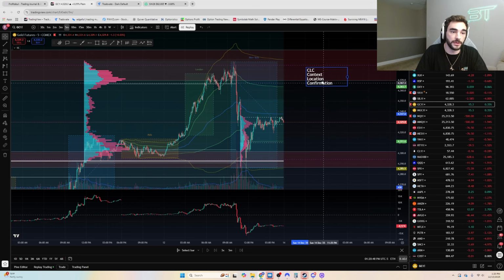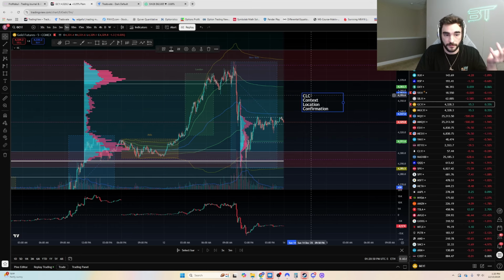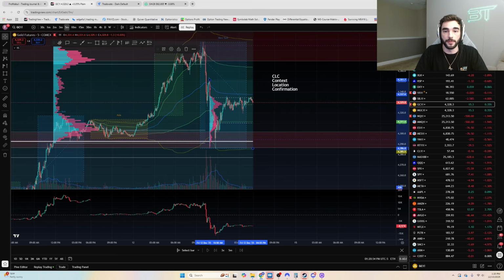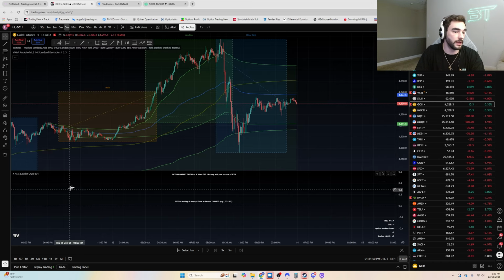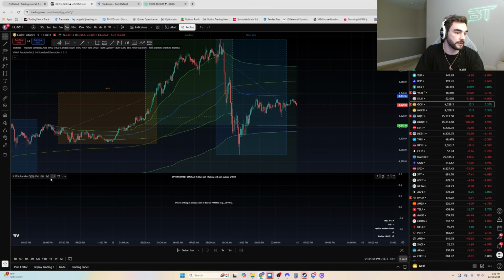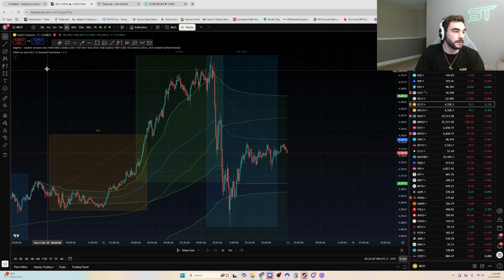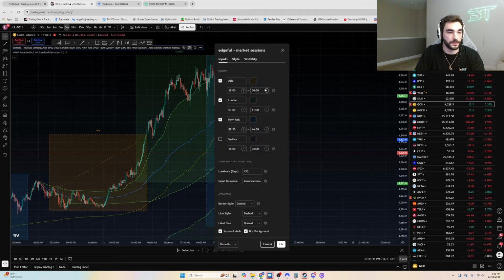So I'm going to go through each part of the CLC system really quick. Let me hop over to a fresh chart with nothing on it. All I want on this is, let me get rid of this really quick. I'm just going to have my sessions and my auto-anchored VWAP. And let me get the settings here, set up how I personally like to view charts.